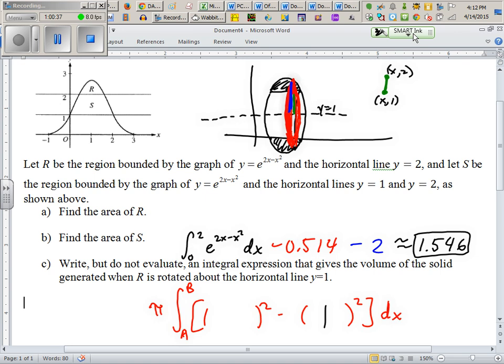Okay, and then the blue one there. This top point is x comma e to the 2x minus x squared. This bottom point is x comma 1. So how long is that segment? The difference in y's, right? So e to the 2x minus x squared minus 1 is how long the blue is, and that's your big radius. So we have e to the 2x minus x squared minus 1.